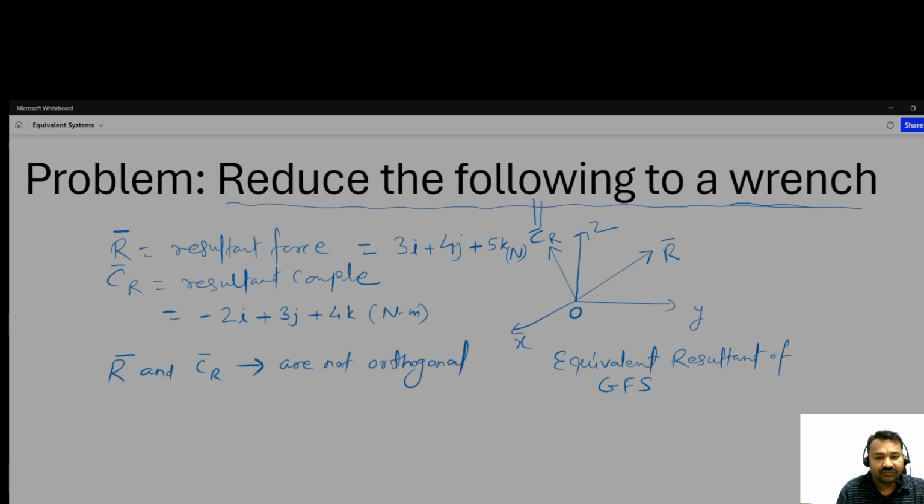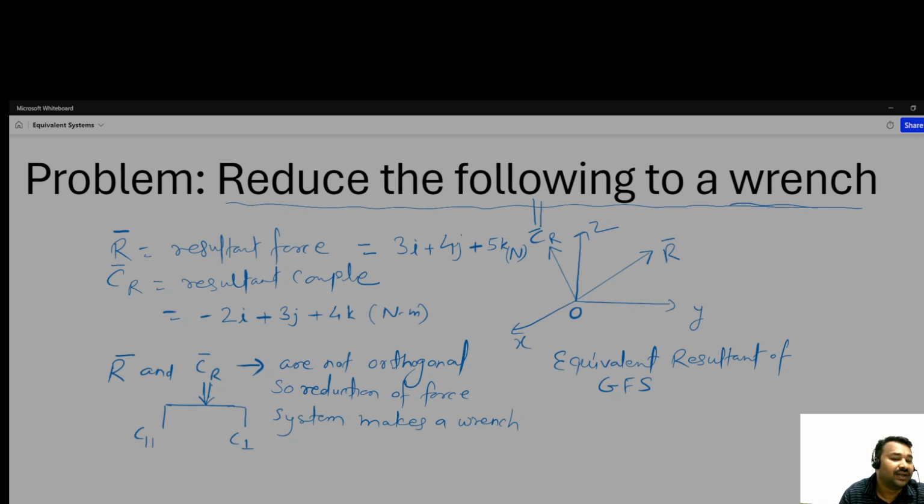So what do we get? Reduction of force system makes a range. In the previous video we have seen how CR is divided into two parts. One is parallel to the resultant, which we denote by C parallel, and one is perpendicular to the resultant. You can see that video as a reference, which is given in the description box.